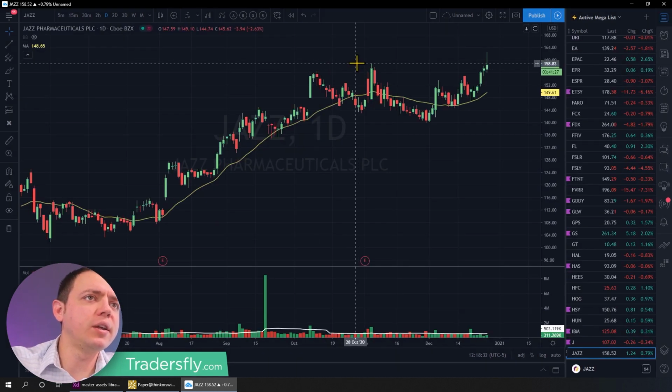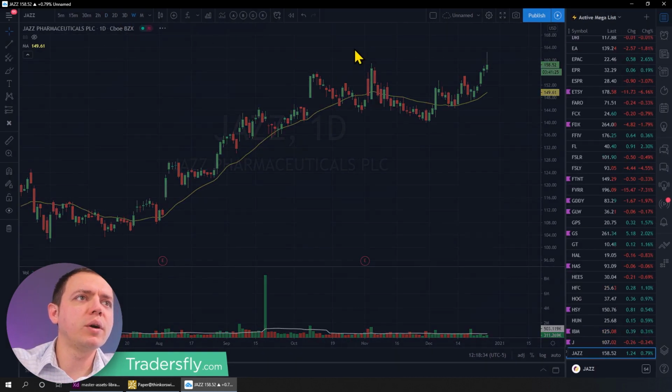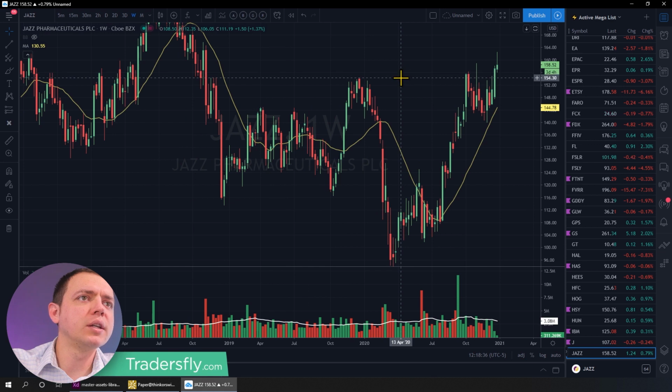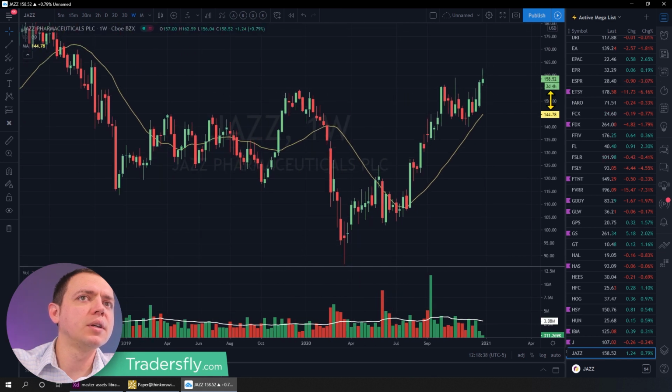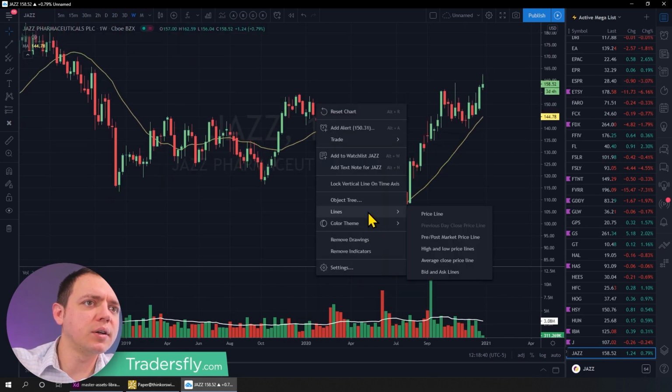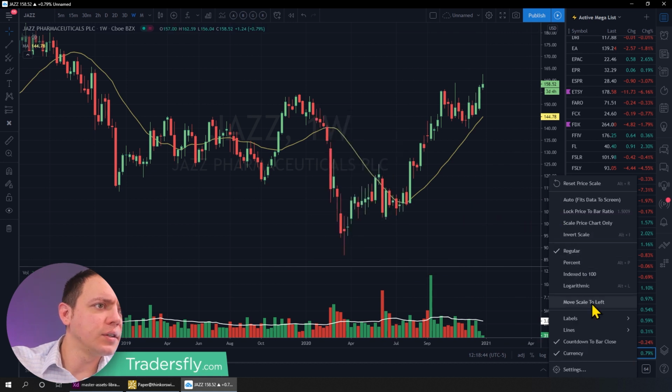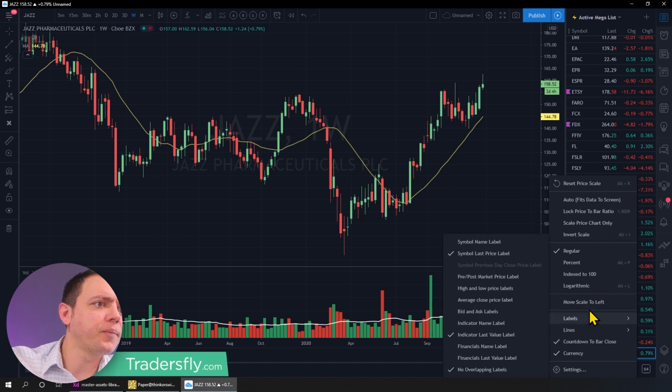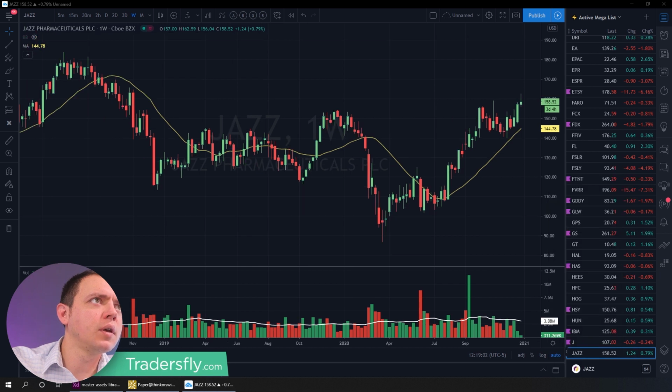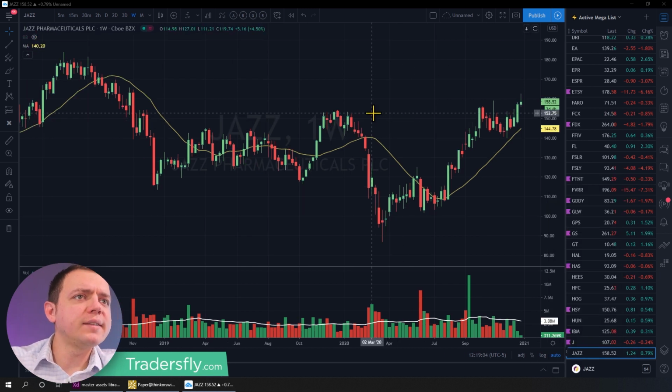Jazz right here. It's breaking out quite well. Let's look at the weekly. I think the weekly will be a little bit nicer. Let's see if we can auto align some of these things. Right here, let's see. Scale price chart. All right, there we go, auto fit.